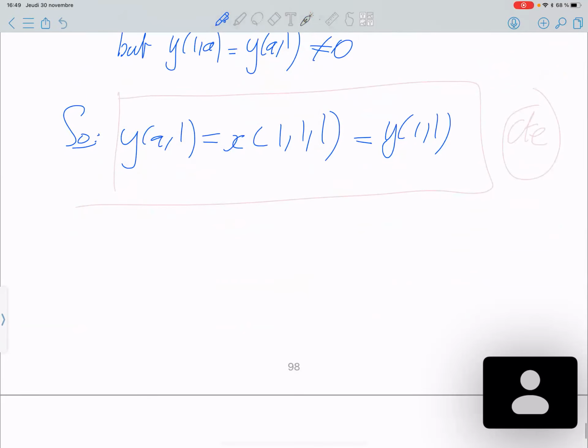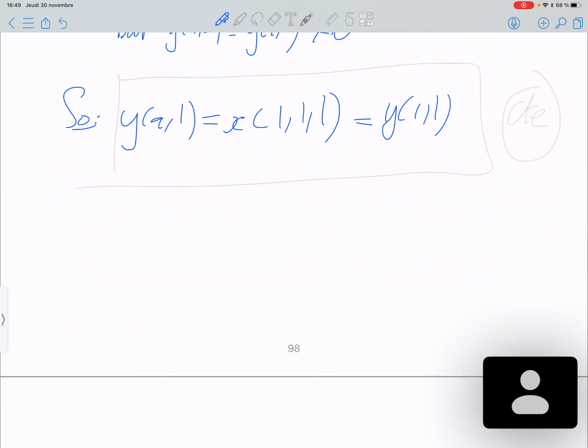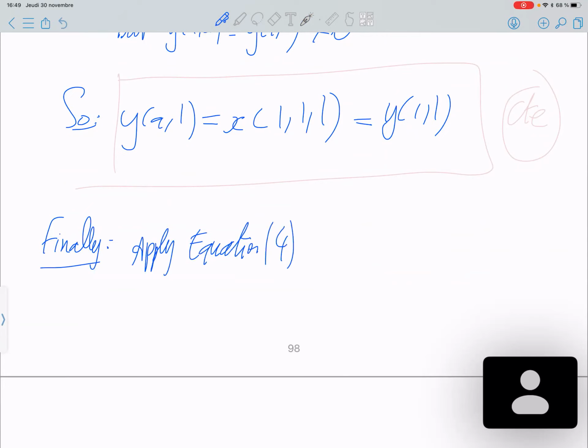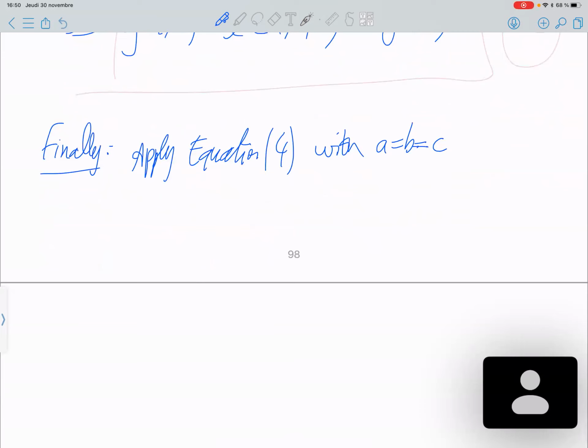So finally, you apply equation 4 with a equal b equal c. We get something like that, x111. Equation 4 was x abc equals the sum of di, y ai, y ab, y ac, etc. But you put everything equal to 1. So it's equal to the sum of di, i in Sk, ya1 cubed.